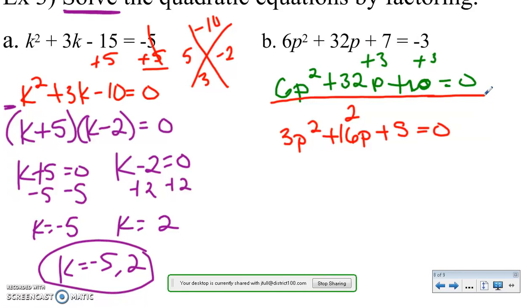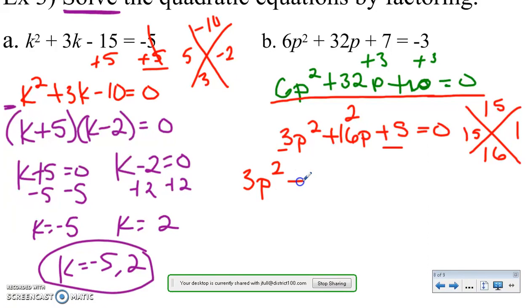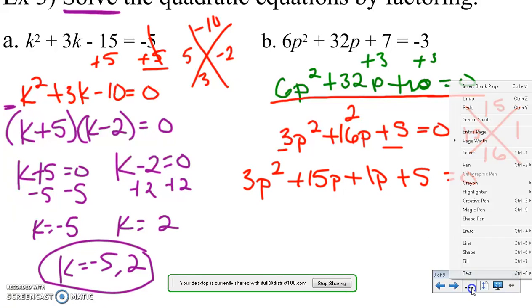And then I need to go ahead and make my x. This time, since there's a number out front, I need to multiply. 3 times 5 is 15. The 16 goes in the bottom, so the two numbers that multiply to give me 15 and add up to 16 are 15 and 1. Okay, since that number's out front, we have to do AC split. So we have 3p squared plus 15p plus 1p plus 5 equals 0.